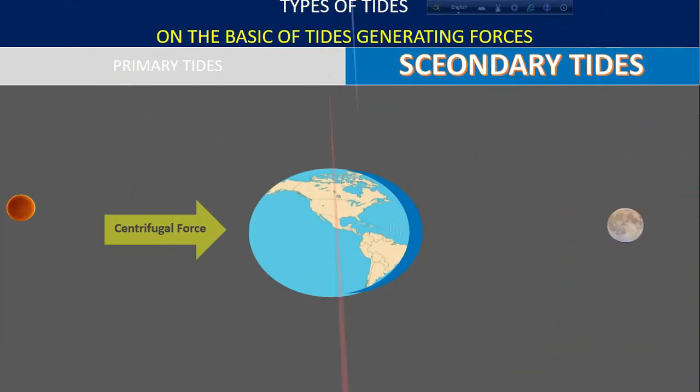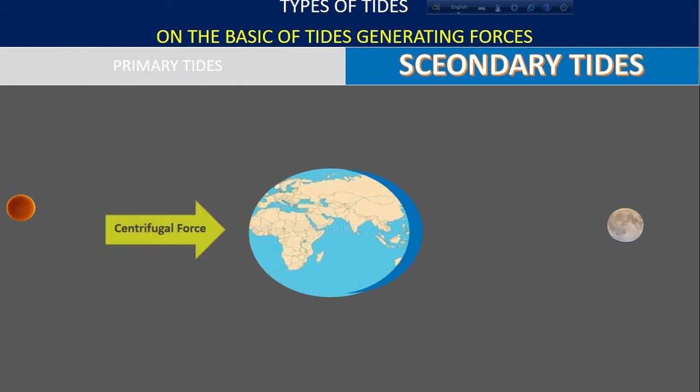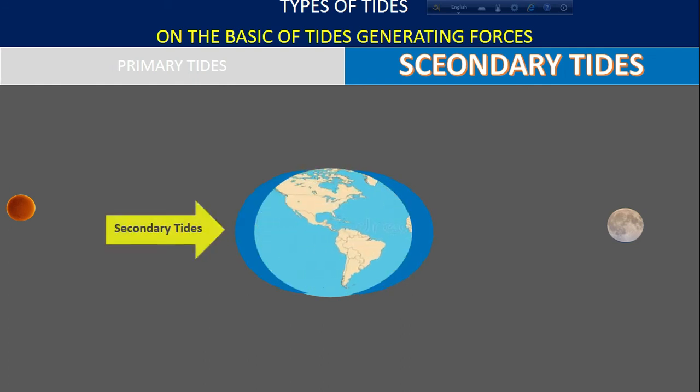On the opposite side of the Earth, centrifugal force, which is generated due to the rotation of the Earth, is stronger than the Moon's gravitational pull. So, centrifugal force causes water to rise up as the water tides. This is called secondary tide or indirect tide.